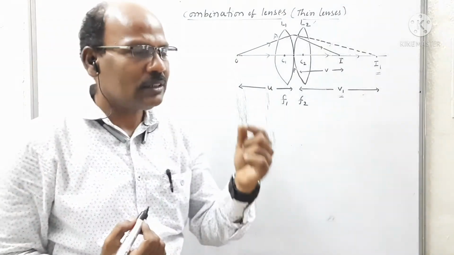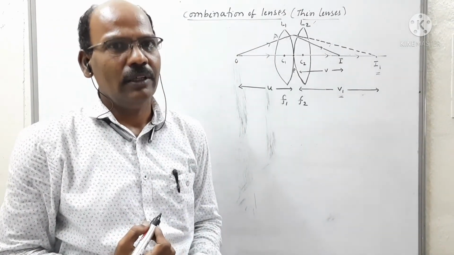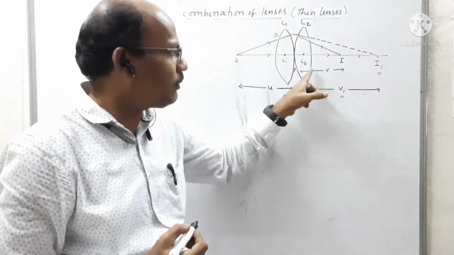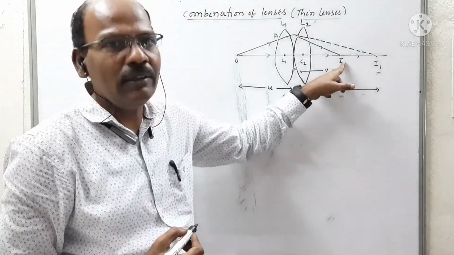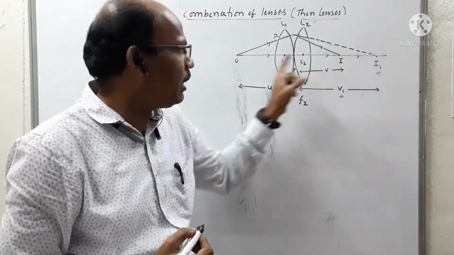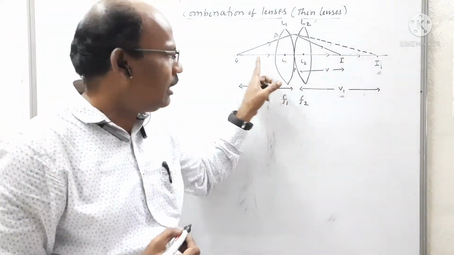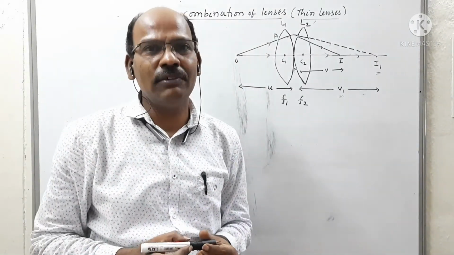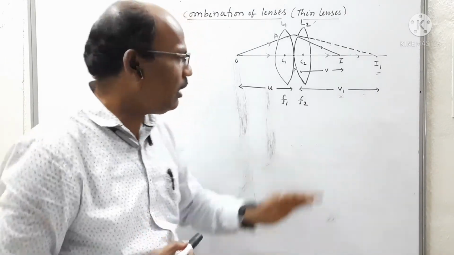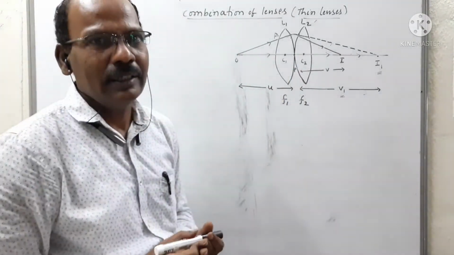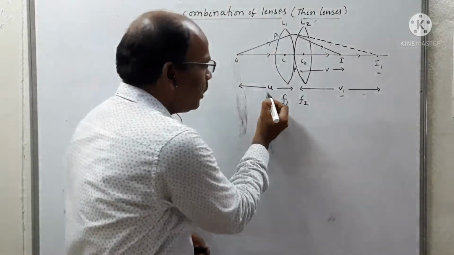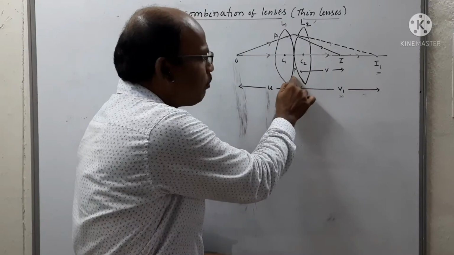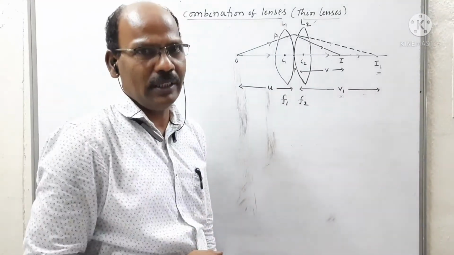Clear? This is the simple logic we are observing. So I1 is the virtual object for the second lens. After refraction it forms the final image at a point I, and I1 is the image formed by the first lens at a distance V1. We apply the lens formula for the two lenses separately. U is the object distance, which is measured from the common pole of the given combination.